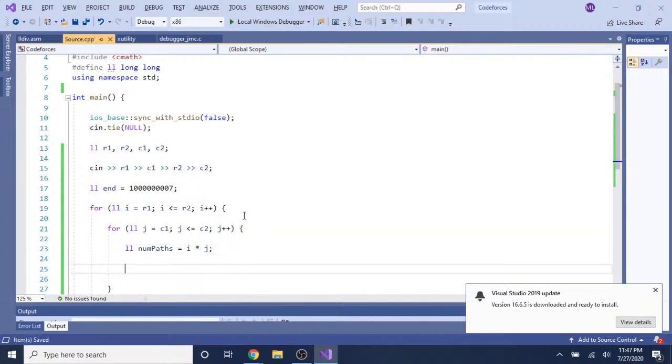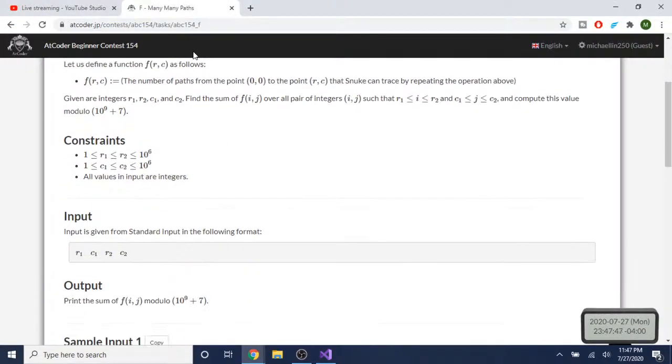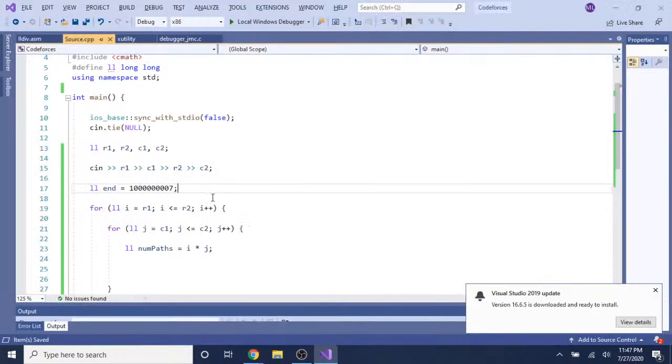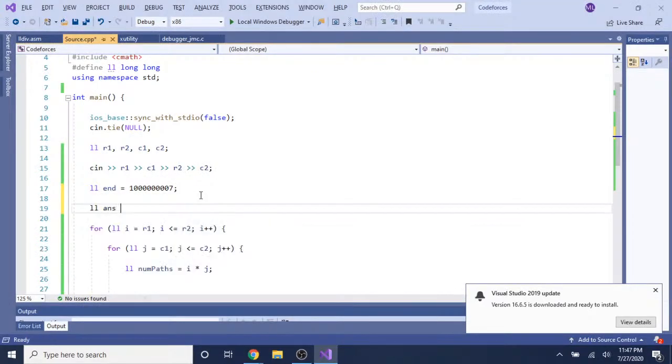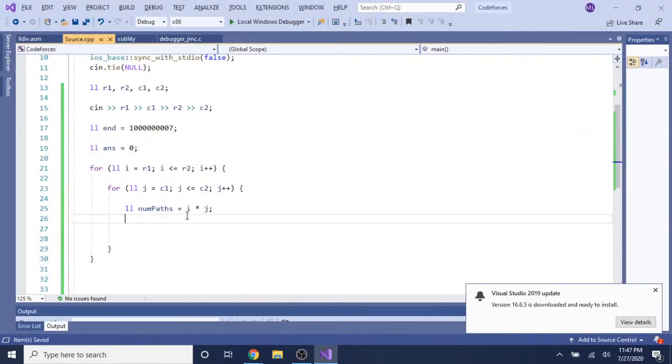And then after that, we're going to add it to our answer. So we need to find the sum of all these pairs, and we're going to add it to an answer. So let's call an answer variable 0. And then we're just going to do answer plus equal numPaths. Okay.